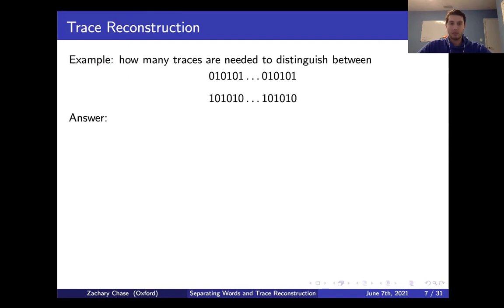Okay, so let's go over an example. How many traces are needed to distinguish between these 2 pairs?